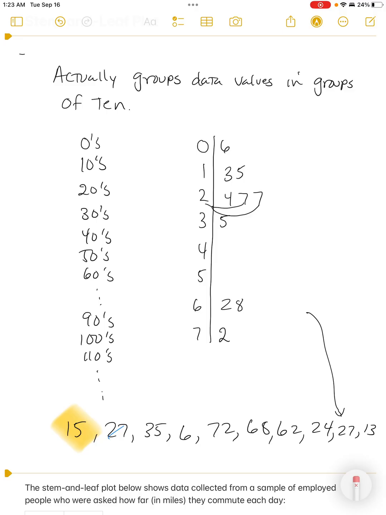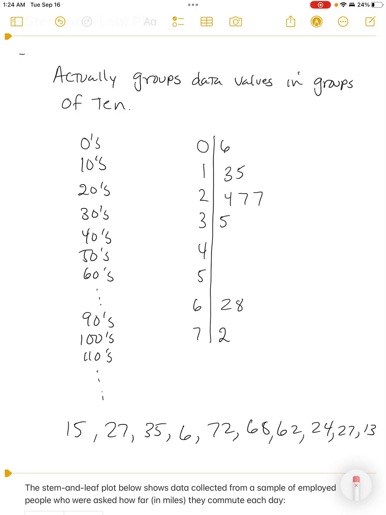You don't have to do it. I would still give you full credit if you created a stem and leaf plot and didn't have them in numerical order. But they'll always give it to you in numerical order because they love you, right? You'll see its advantages in there.